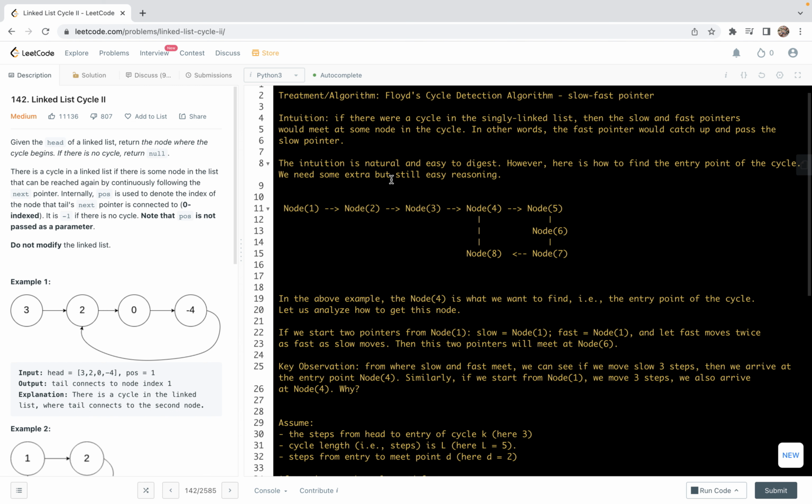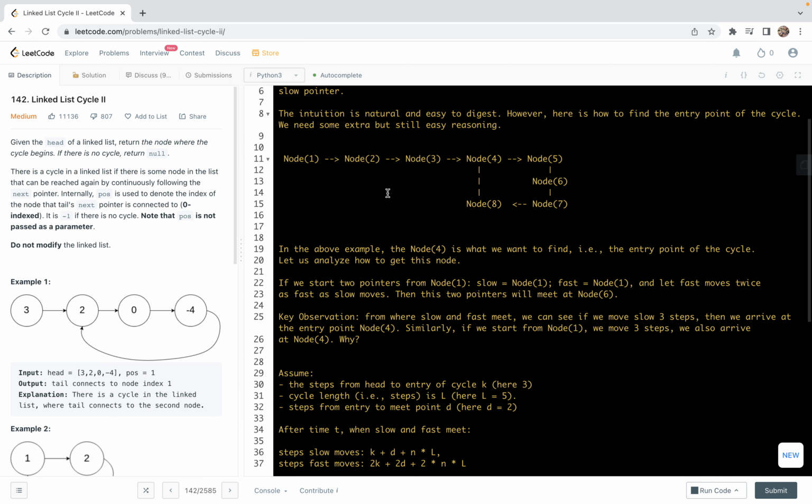However, here the question is how to find the entry point of the cycle. We need some extra but still easy reasoning. Here is an example. I want to first identify the things and put the ideas into context with this simple example. We have head and node 1, then connect to node 2, to node 3, to node 4, 5, 6, 7, 8. Then 8 connects to node 4. In other words, this whole linked list contains a cycle, and the entry point or the beginning point of the cycle is at node 4, right? So we want to find this node 4.